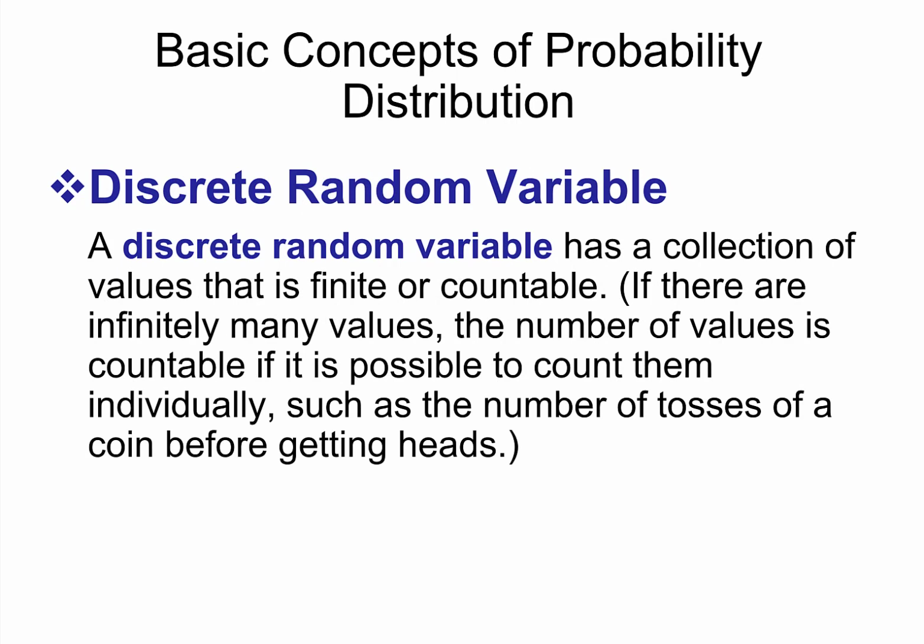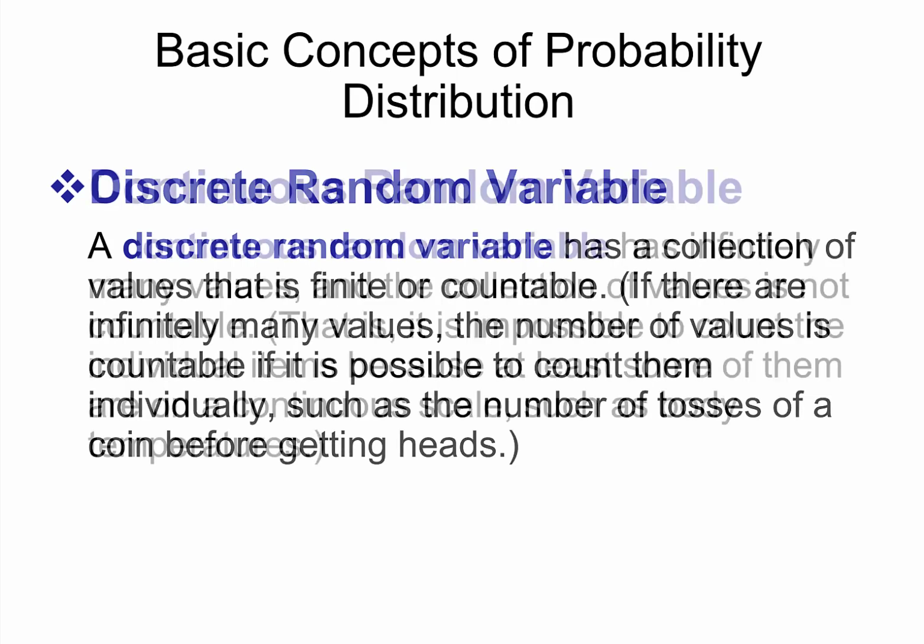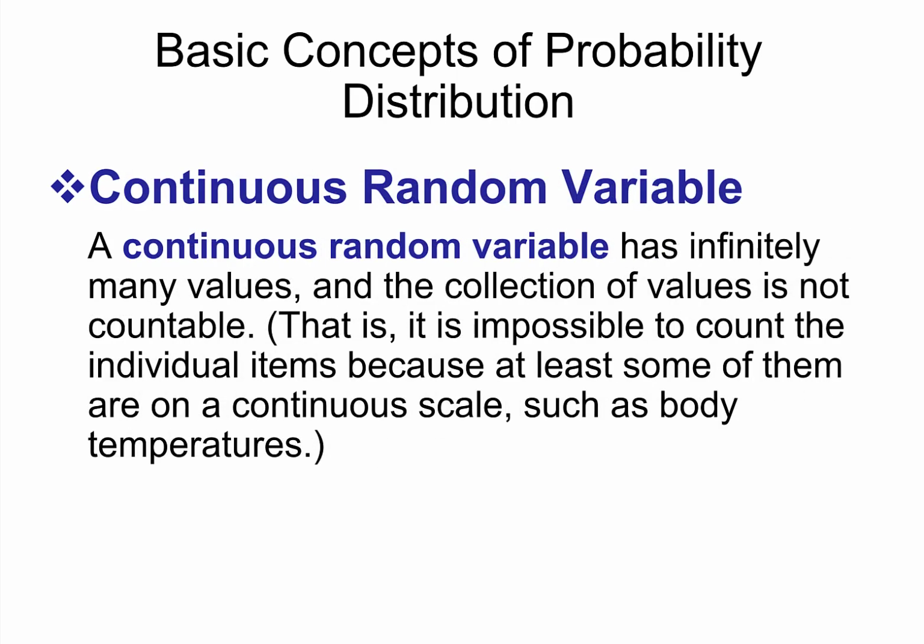A discrete random variable has a collection of values that is finite or countable. If there are infinitely many values, the number of values is countable if it is possible to count them individually, such as the number of tosses of a coin before getting heads. A continuous random variable has infinitely many values, and the collection of values is not countable. That is, it is impossible to count the individual items because at least some of them are on a continuous scale, such as body temperature.